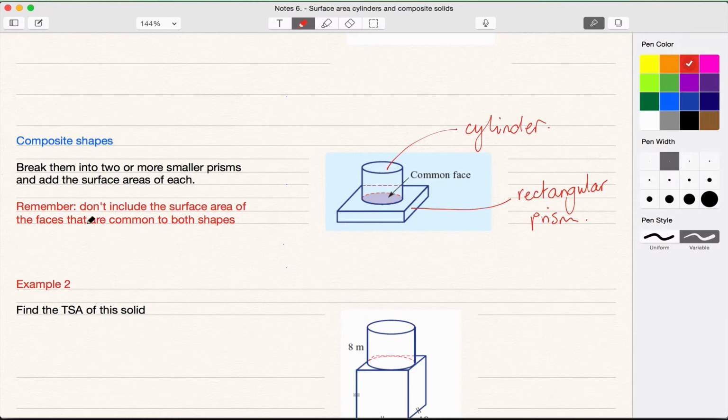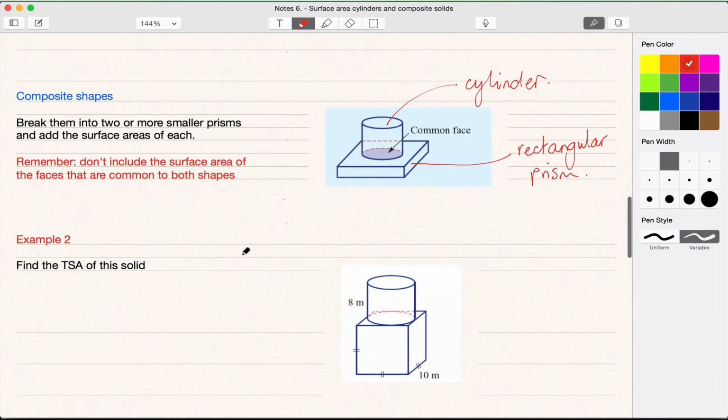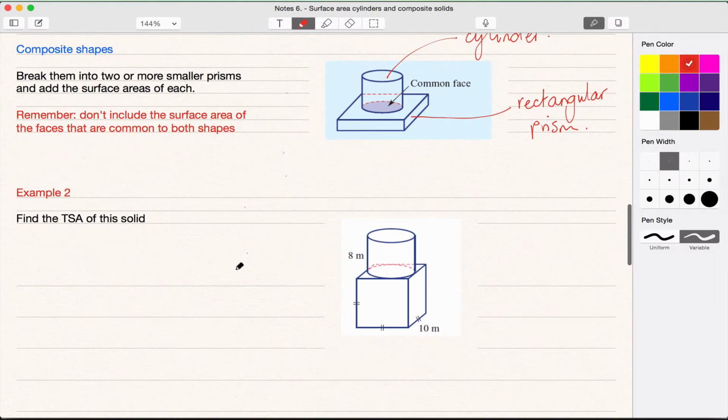Now what you do need to watch out for, and I've put this in red so you don't forget, you don't need to include the surface area of the faces that are common to both shapes. That means the faces that are touching each other. I've got it coloured in here because imagine if you're painting the outside of the shape, you wouldn't be painting that inside bit. If you were covering it in wrapping paper, same thing, you wouldn't need to cover the inside bit. So when I go through the examples, I'll show you how to make sure that you don't include that little bit there.